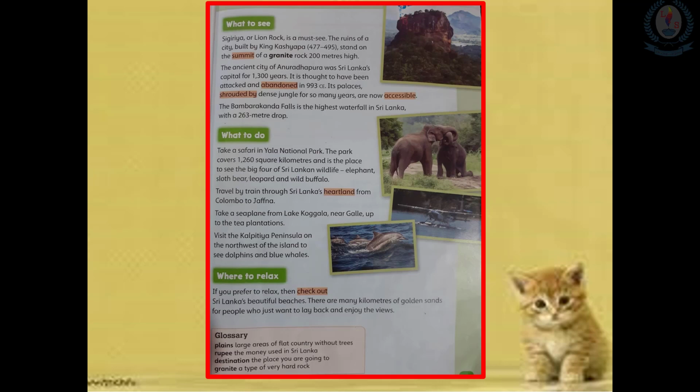Okay, children, in this passage, how many places are addressed by the writer? There are three places, what are they? Sigiriya, Anuradhapura city and Bambarakanda Falls.